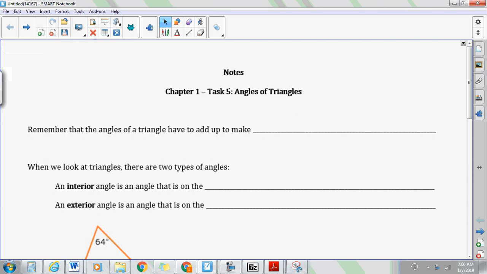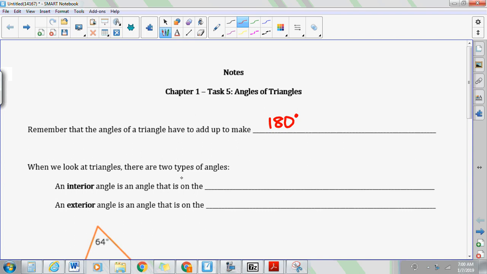So what we're going to be doing is we're going to start using the angles we just learned about in task 4 and apply them to triangles. So for starters, remember that all of the angles in a triangle have to add up to make 180 degrees. That's going to be the most important thing.